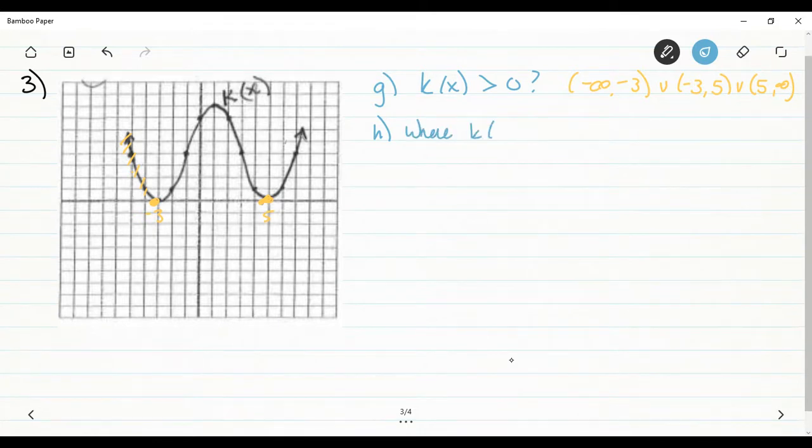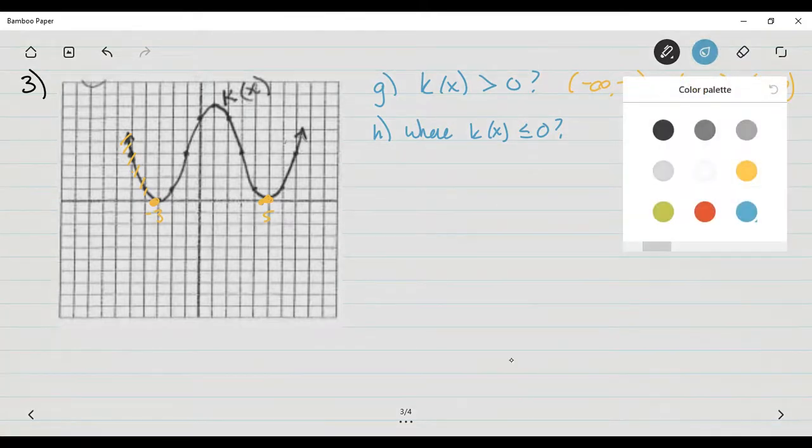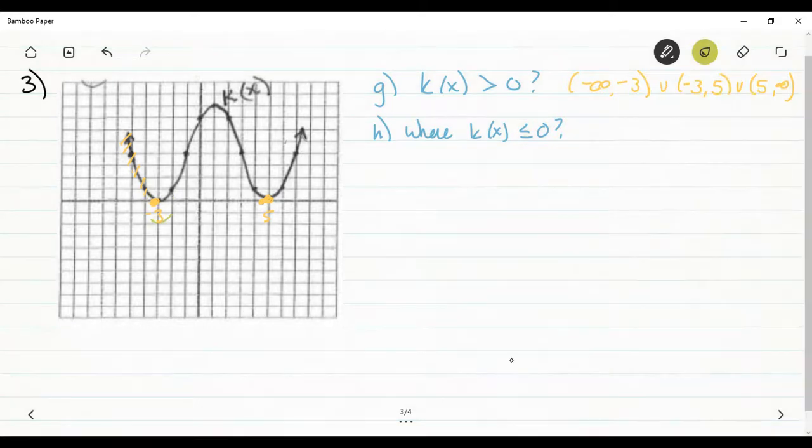Looking at where k of x is now less than or equal to 0, we can look at our picture and see that there is nothing that is less than 0. However, we do have two values where it is equal to 0. The two values where we are equal to 0 are at -3 and 5. So -3 and 5 satisfy where k of x is less than or equal to 0.